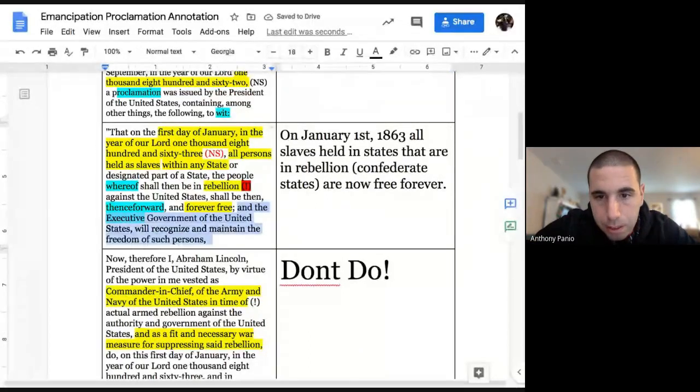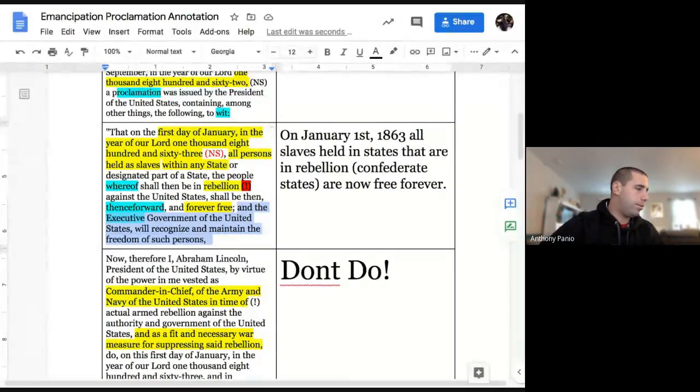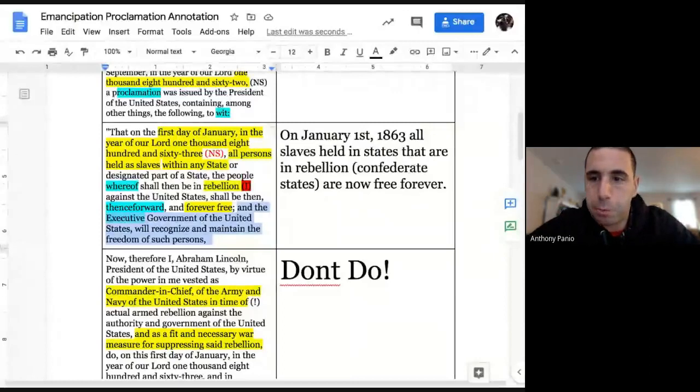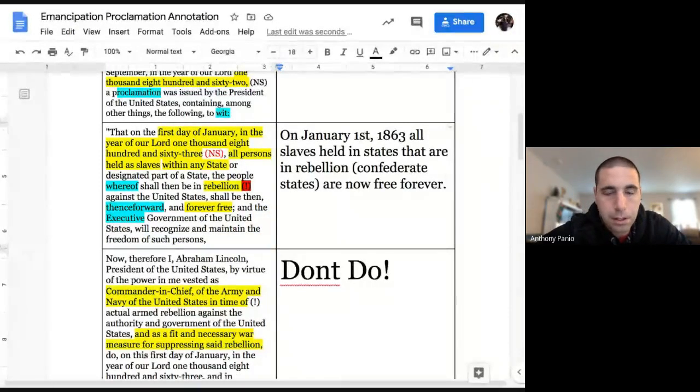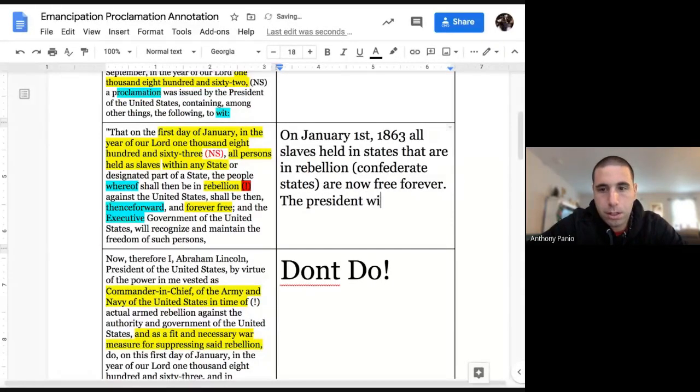And the executive government of the United States will recognize and maintain the freedom of such persons. Who is the leader of the executive government, the executive branch in our government? Okay. So the president will recognize and keep their freedom.